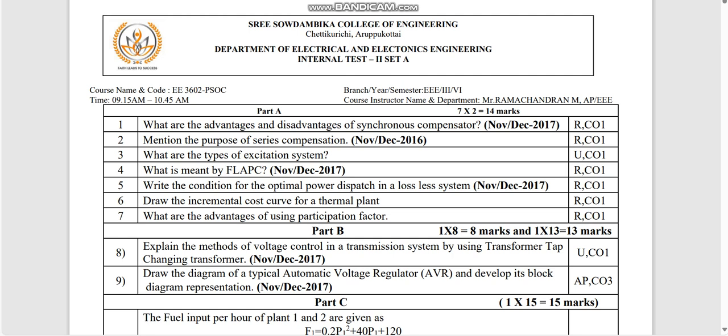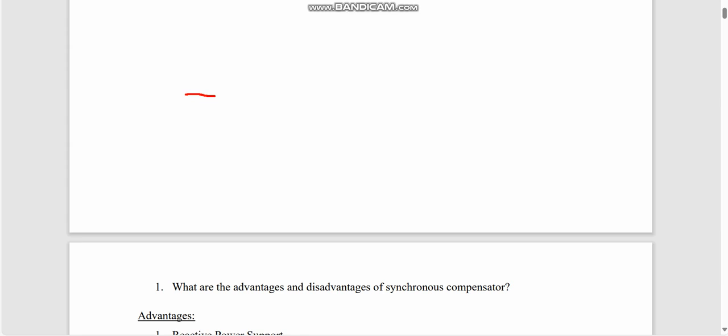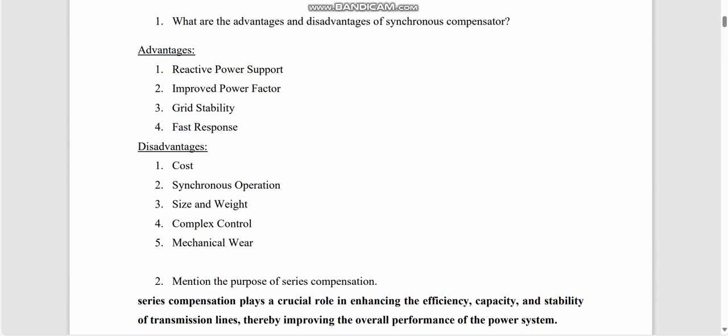Hello, now we are going to discuss the internal test answer key for the subject PSOC, subject code EE3602. This is our question. First question: what are the advantages and disadvantages of a synchronous compensator?